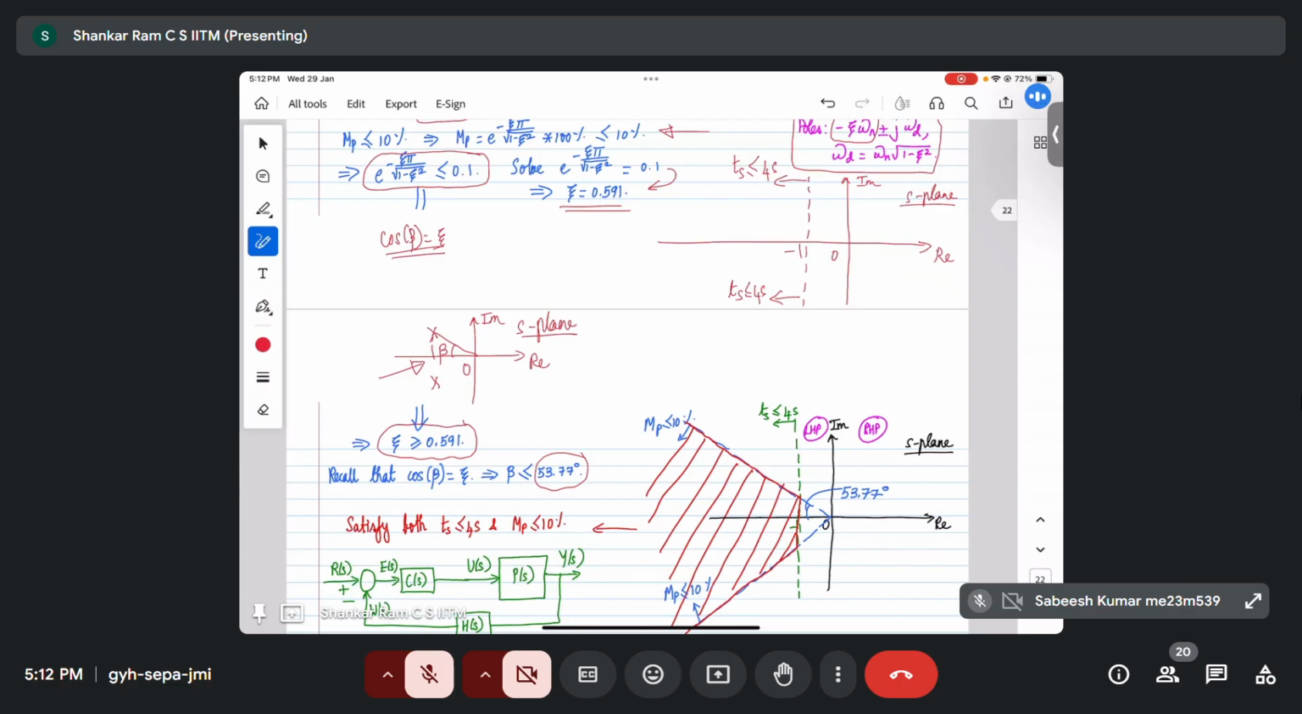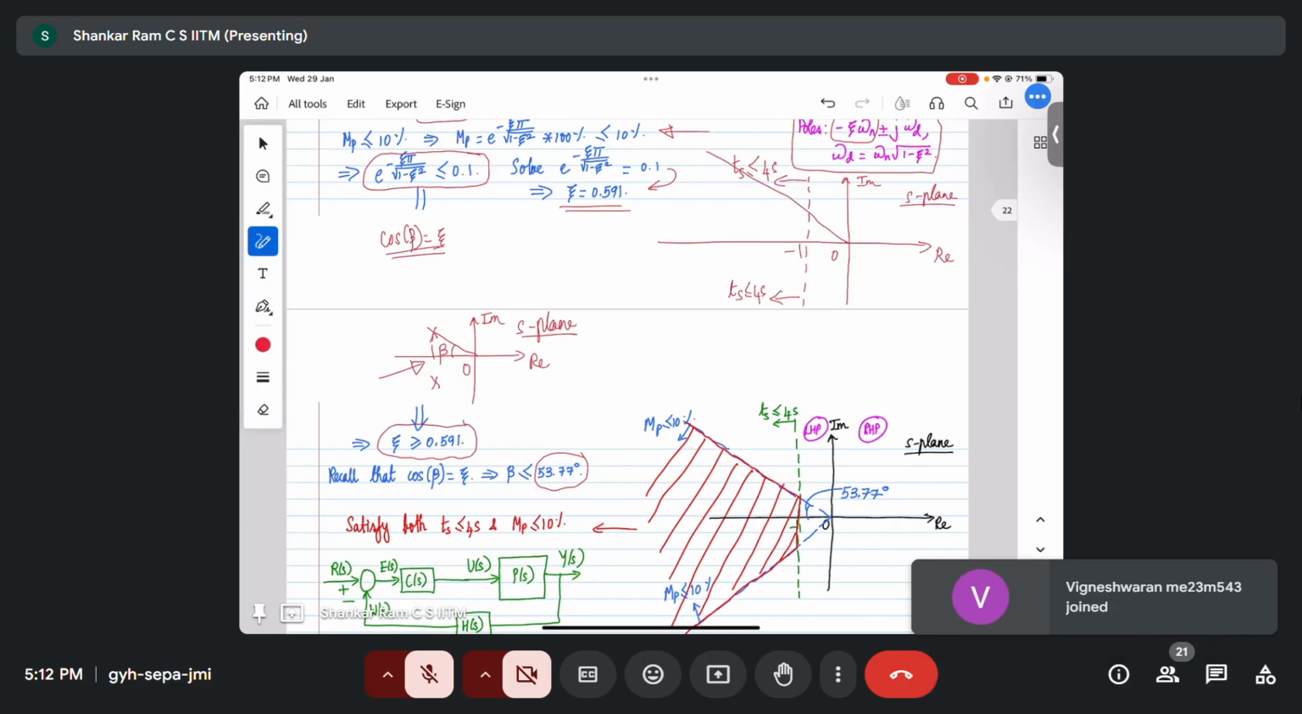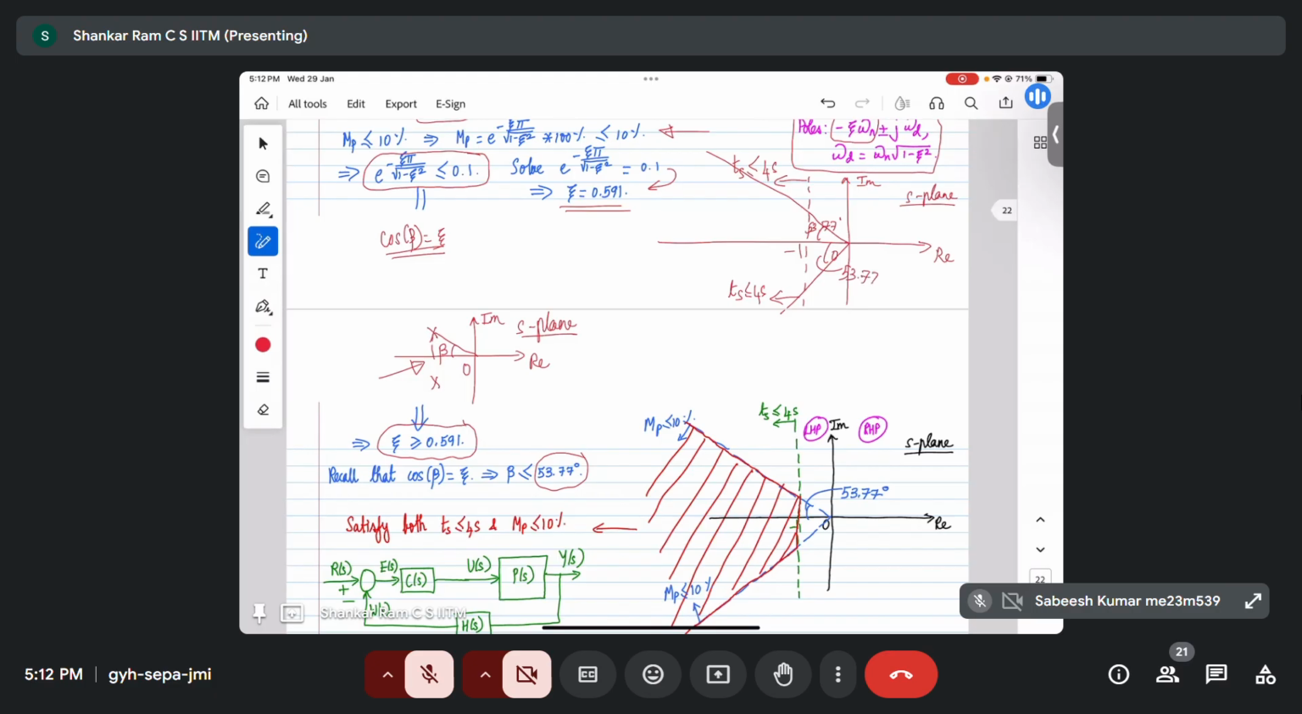Graphically, I hope that is clear. We have recollected the definition of beta. Now, if peak overshoot needs to be less than or equal to 10%, beta should be less than or equal to 53.77 degrees. So we draw two lines at an angle of 53.77 degrees with the negative real axis. Both are at an angle of 53.77.